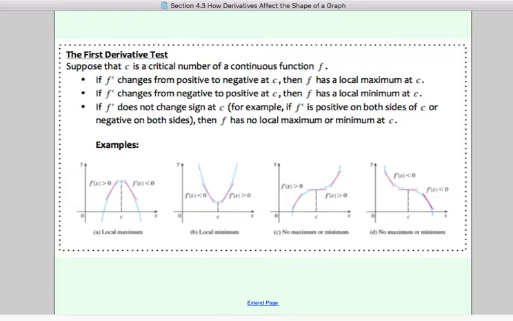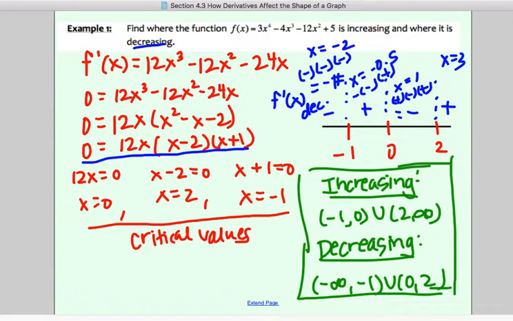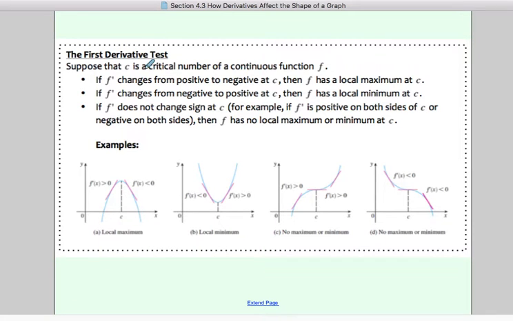So the first derivative test. Some things we need to look at is that suppose that c is a critical number. So you took your derivative, set it equal to 0, and c is one of those values that we just wrote on our table here. That's what they're saying c is. If f prime, your derivative, changes from positive to negative at c, then f has a local max.